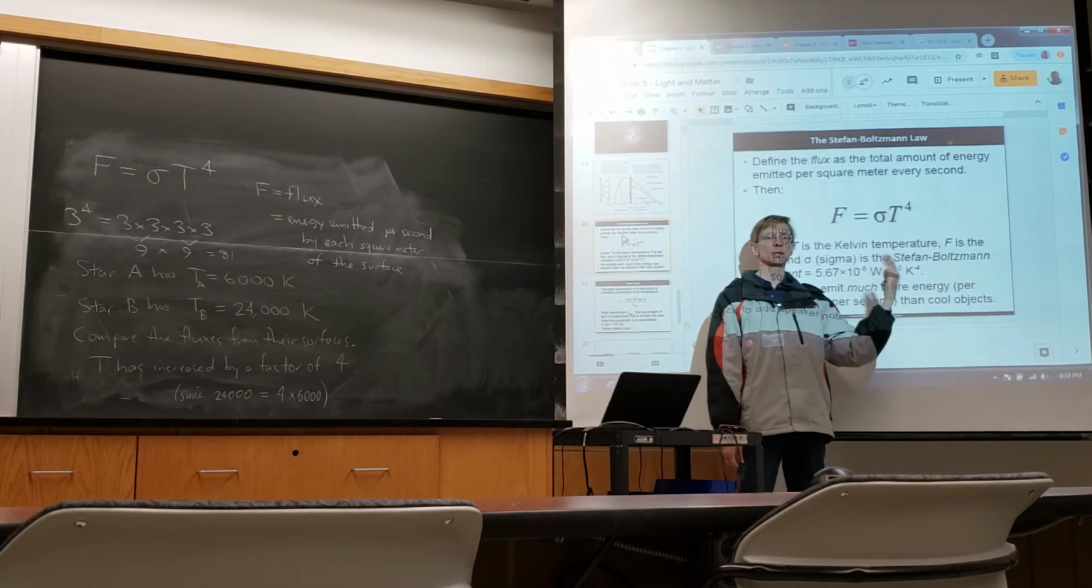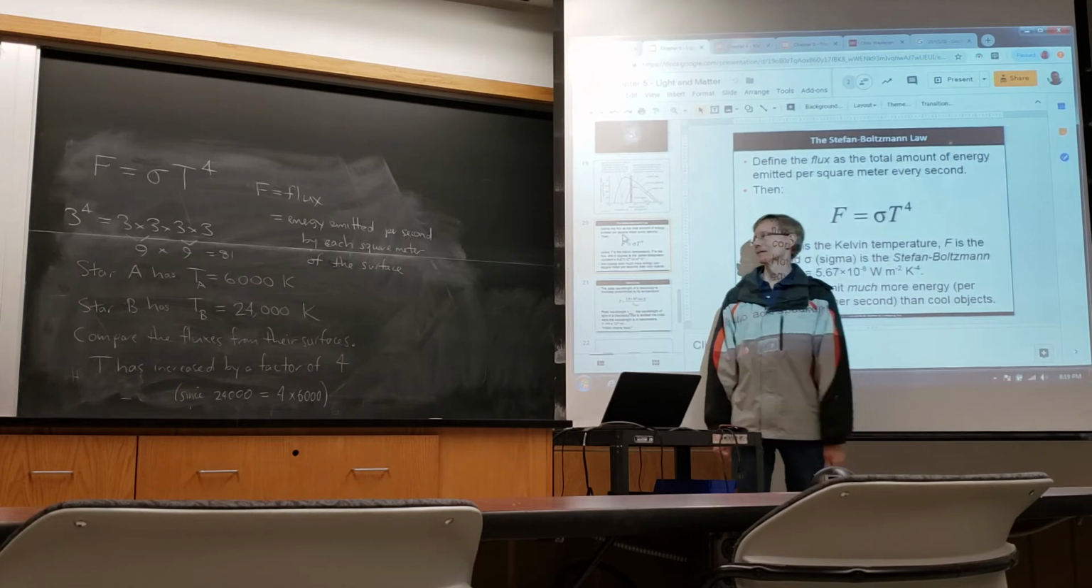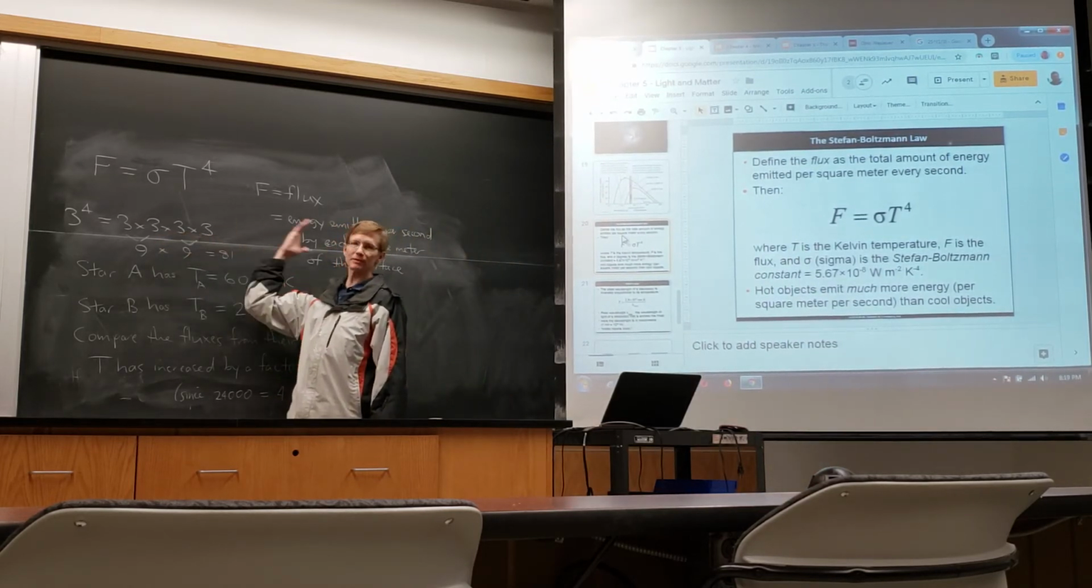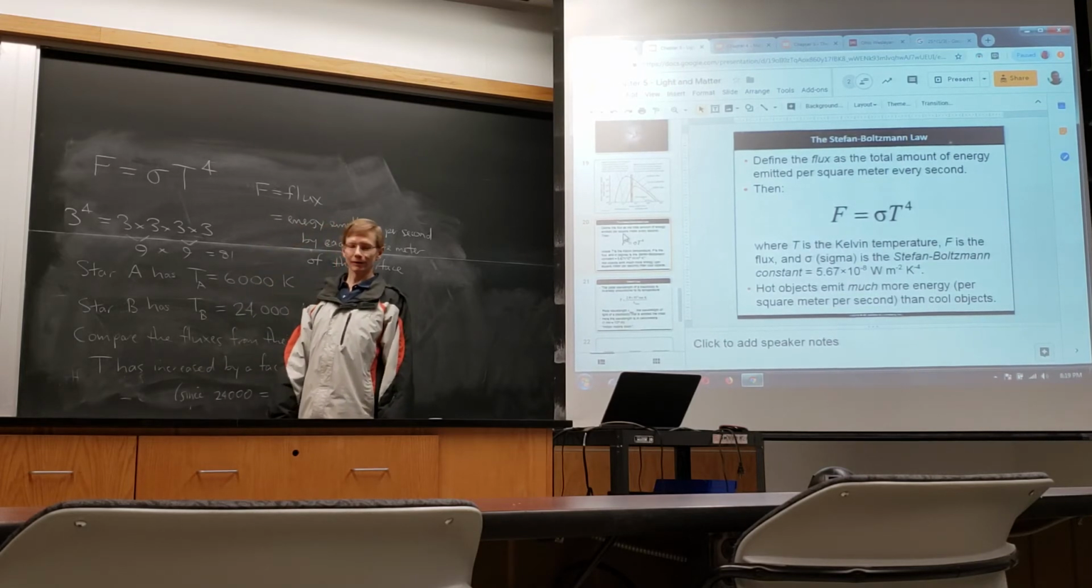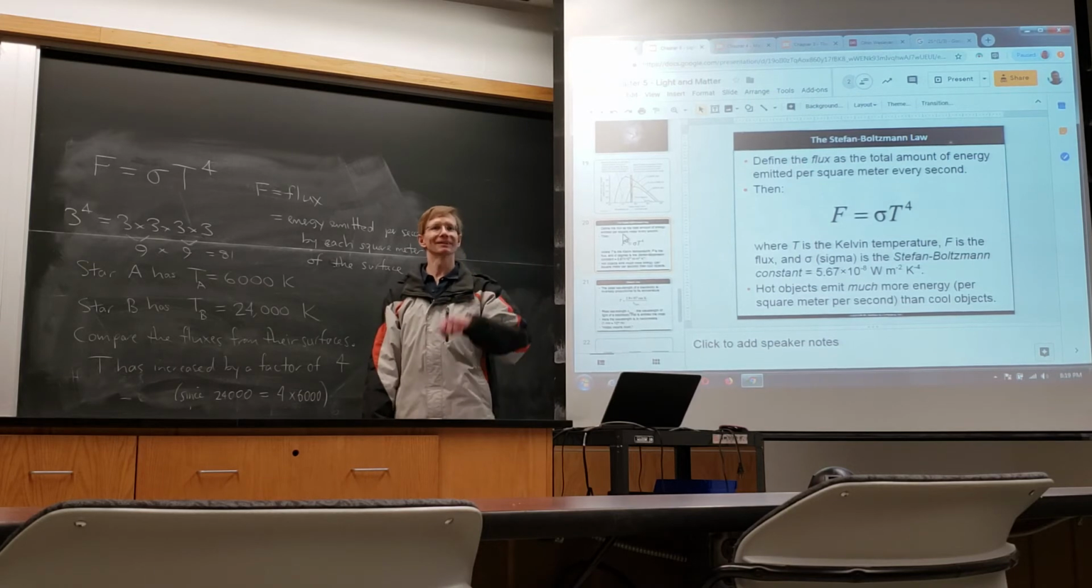3 times 3 times 3 times 3. I think that was 4 times. Equals 81, right? If you like, you can also go 3 times 3 is 9, times 3 is 27, times 3 is 81, whatever. Or, if you want to be a real wimp, you just say on your calculator, 3 y to the x 4, and then it'll do that for you.